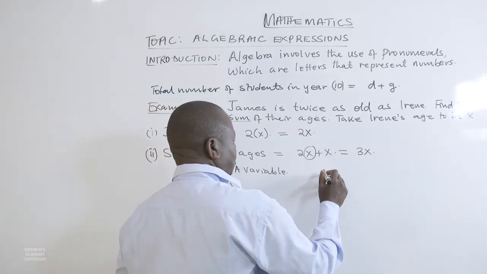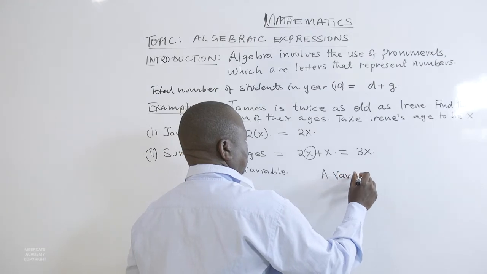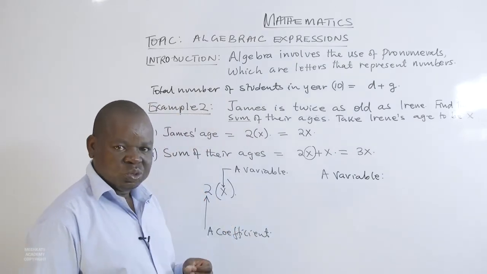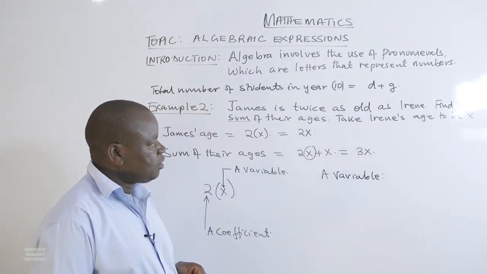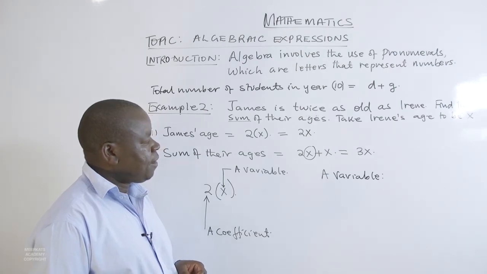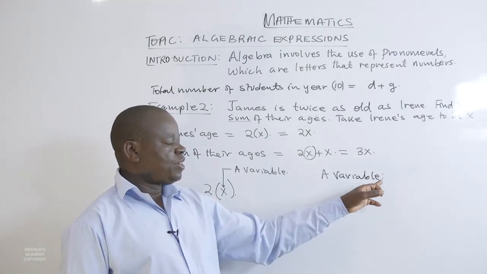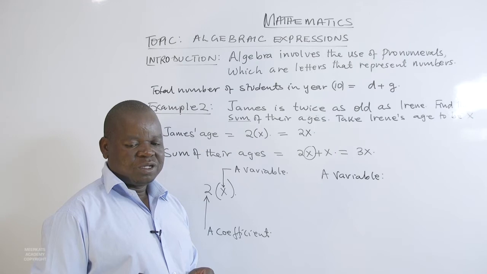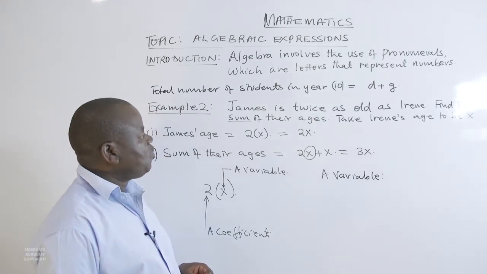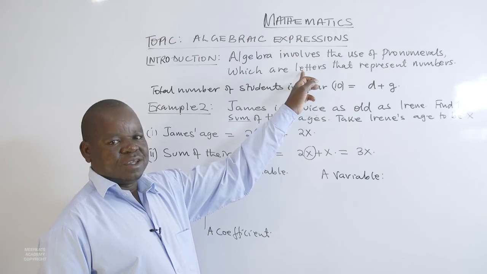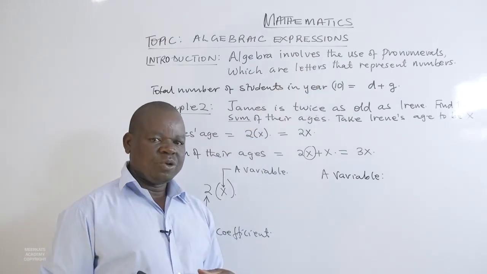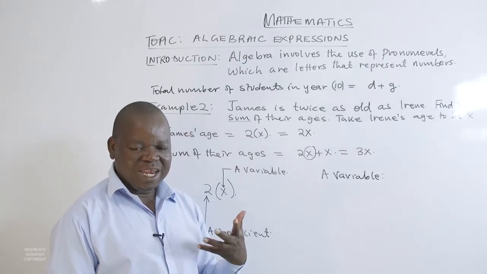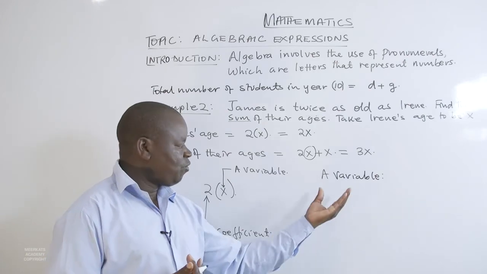So, a variable. This is a mathematical unknown. It's basically a mathematical unknown represented using letters. Now, when it is called a variable, the value keeps on changing. It can be anything. That is why we call it a variable.